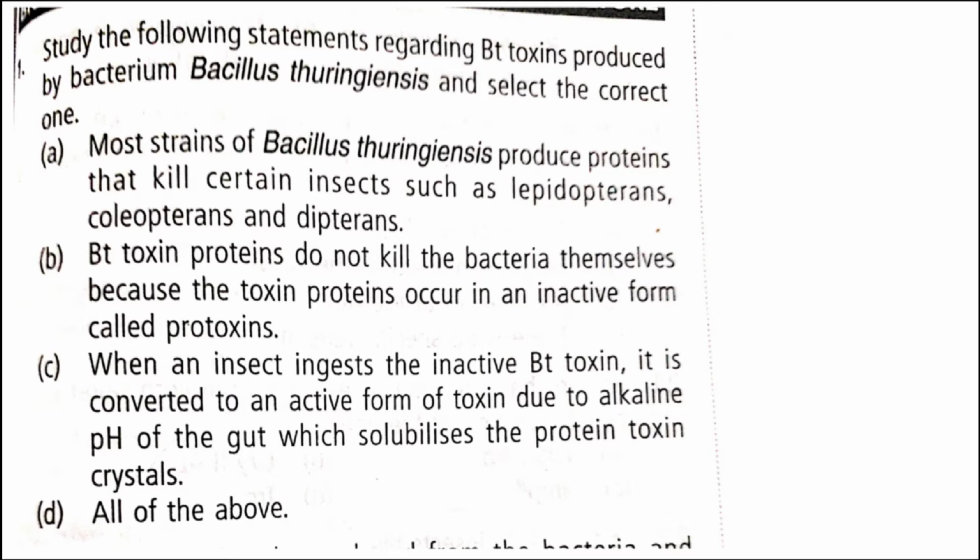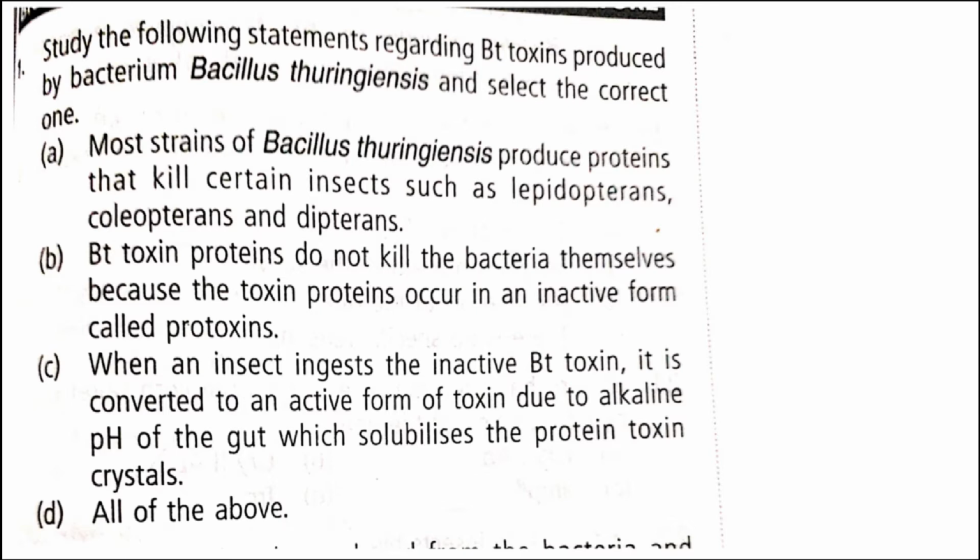First question. Study the following statements regarding Bt-toxins produced by bacterium Bacillus thuringiensis and select the correct one. Option A. Most strains of Bacillus thuringiensis produce proteins that kill certain insects such as lepidopterans, coleopterans, and dipterans. Option B. Bt-toxin proteins do not kill the bacteria themselves because the toxin proteins occur in an inactive form called protoxins.